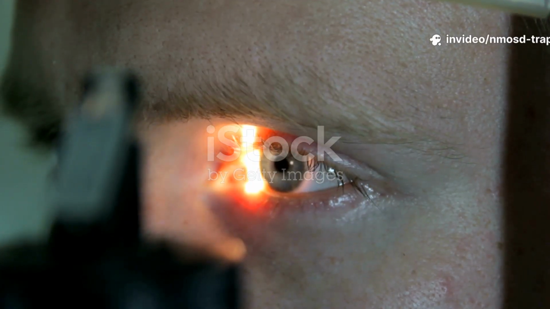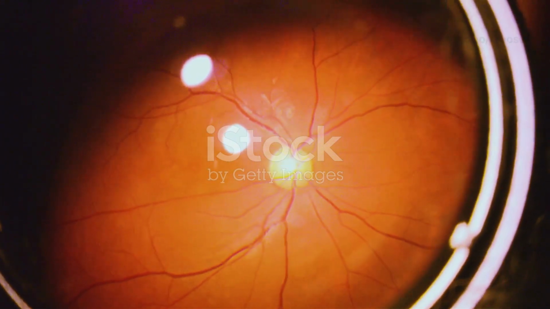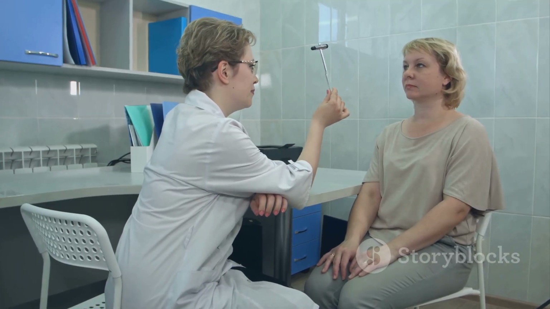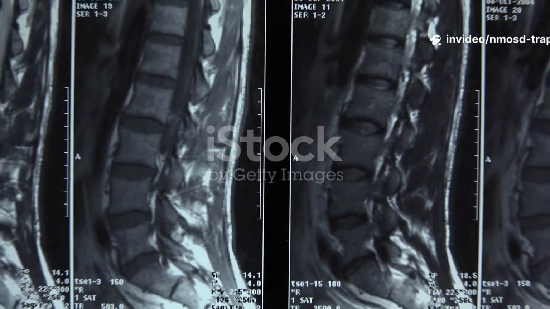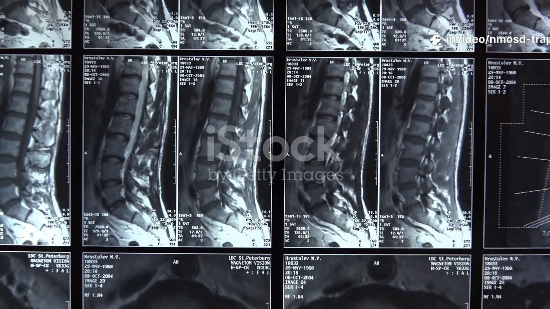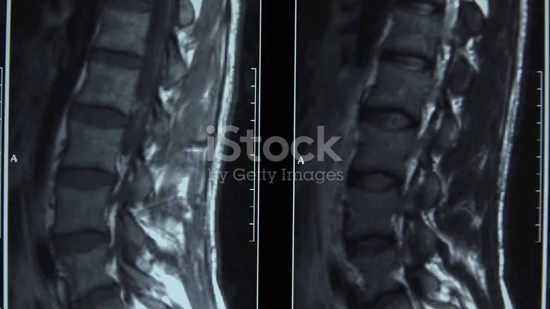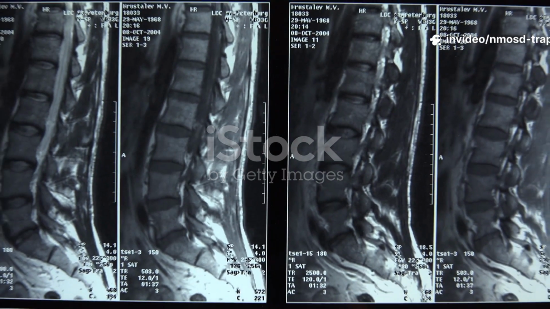NMOSD has a signature combo. Number 1, optic neuritis, painful vision loss. Number 2, transverse myelitis, often severe and relapsing. And number 3, the mega clue, LETM, which means longitudinally extensive transverse myelitis, a spinal cord lesion that spans 3 or more vertebral segments. C4 to T1 is a long stretch, so LETM is screaming at you.